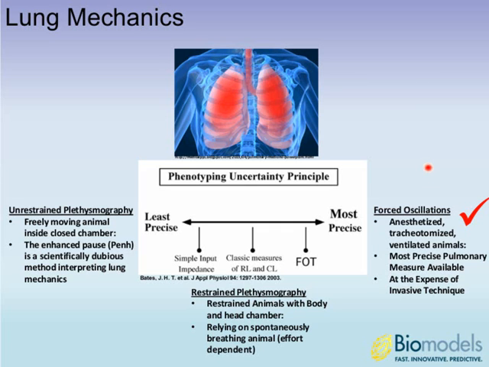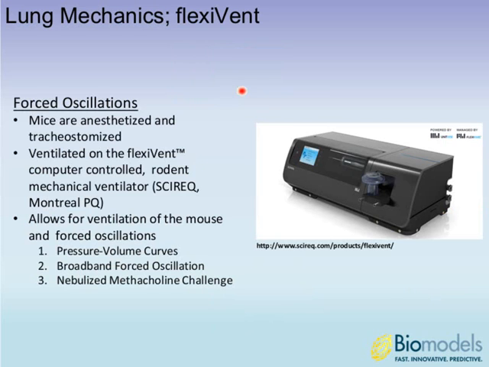This includes the use of anesthetized, tracheotomized, ventilated animals. It is the most precise measure of pulmonary mechanics available, but as I mentioned before, it's at the expense of invasive techniques. Here at Biomodels, we use the flexiVent mechanical ventilator to do our lung mechanics testing. In general, the mice are anesthetized, tracheotomized, and we put them on the flexiVent computer-controlled rodent ventilator. In addition to ventilating the animals, it allows for forced oscillations. We can make pressure volume curves, broadband forced oscillation, and we can do nebulized methacholine challenge in these mice.